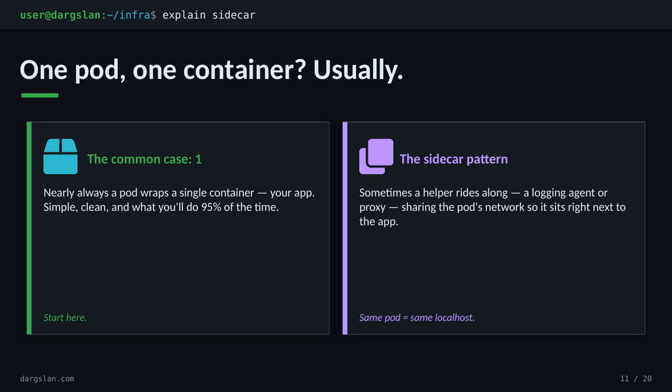But every so often, you'll see a second container riding along, a logging agent, maybe a proxy. That's the sidecar pattern. Because they share the pod, they share the network, which means the sidecar can reach your app on plain localhost. Same pod, same loopback. That's the whole trick.